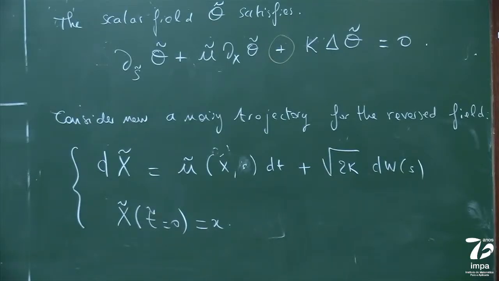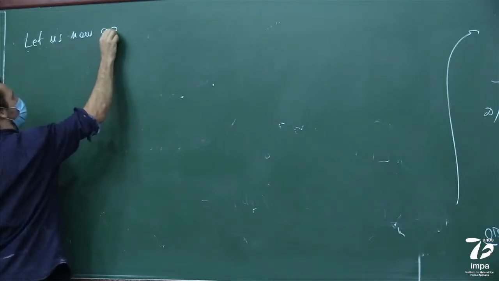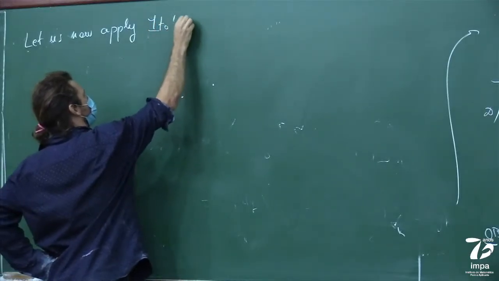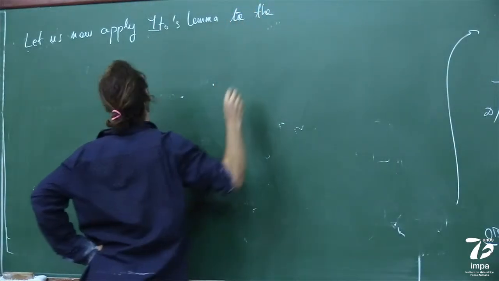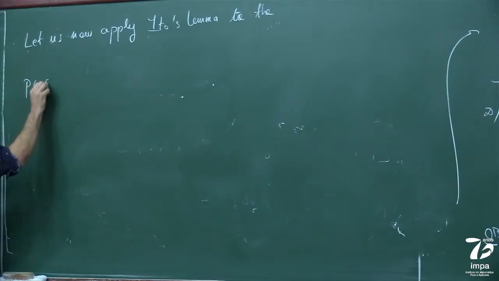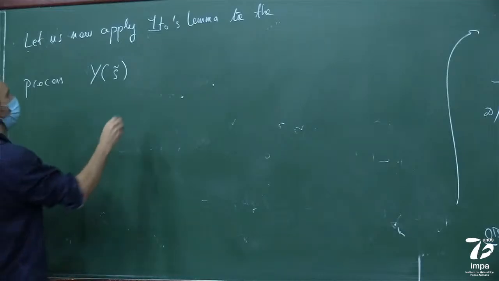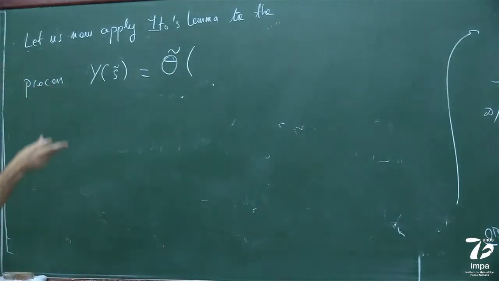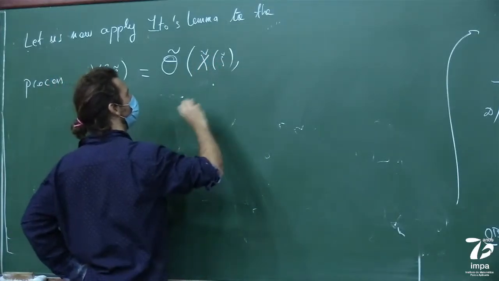Let us now apply Ito's lemma to the process y of S tilde, which is equal to theta tilde of x tilde S tilde, S tilde.